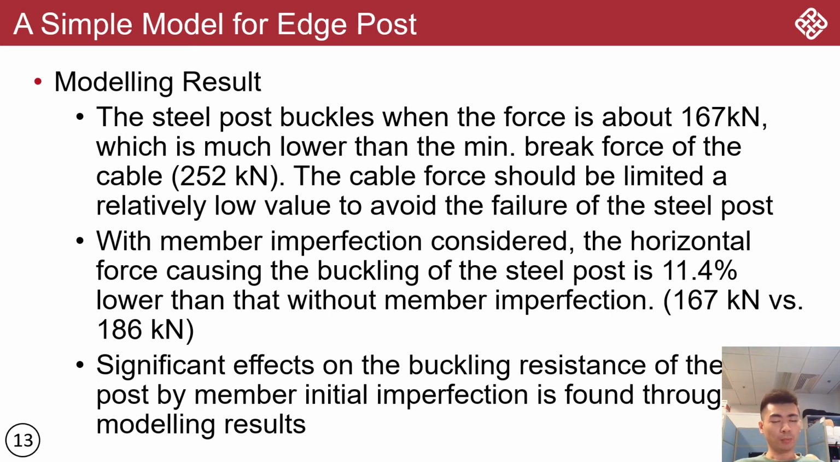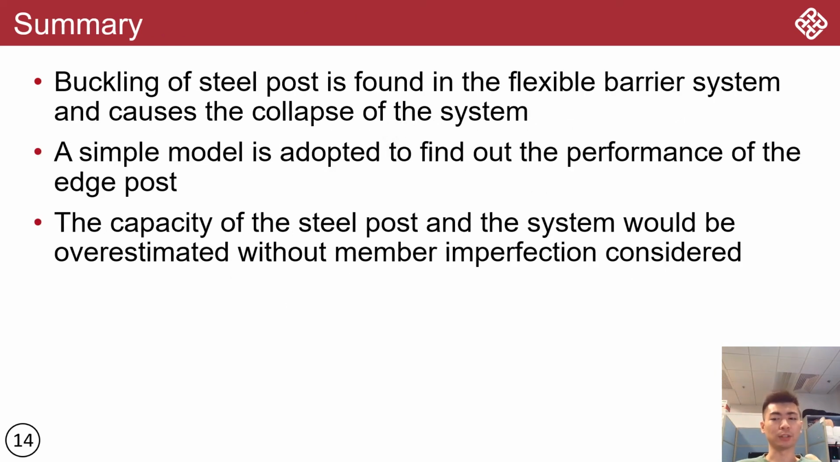When the member initial imperfection is considered, the horizontal force causing the buckling of the steel post is about 11.4% lower than that without the consideration of member initial imperfection. So we can see it has a very significant effect on the buckling resistance of the post through this modeling. Here comes the summary of this presentation.